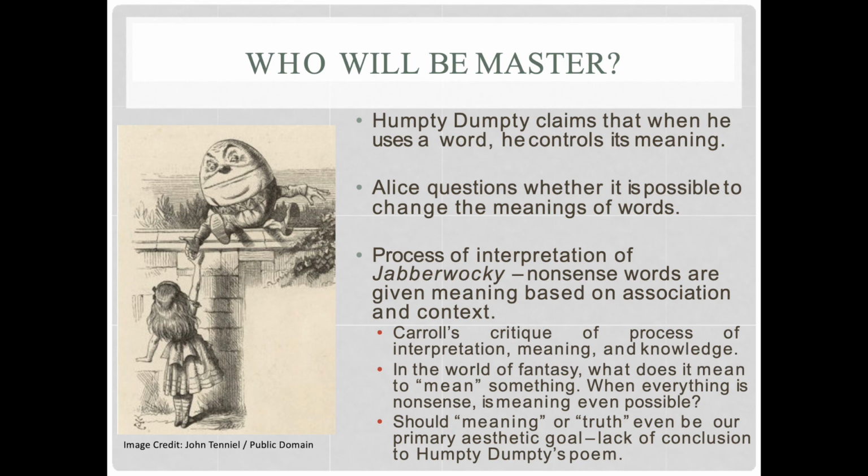If I refuse to agree with what everyone says is real, then I'm creating my own type of reality where words mean different things. This is really a big philosophical issue that's at stake behind this play of nonsense that Carroll has created. So Alice is questioning this. Is it actually possible to change the meanings of words? And you get this played out through this process of interpretation of the poem Jabberwocky, where nonsense words are given meaning based on association and context.